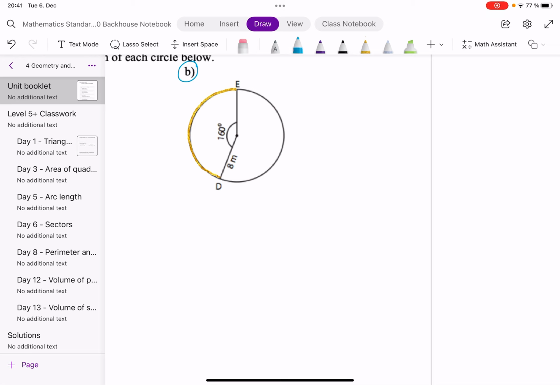Okay, so if I was finding the circumference of the whole circle, I would do 2 times pi times the radius. The radius is 8 meters. So that would be the circumference of the whole circle, but I don't have a whole circle. I have part of a circle. How much of a circle do I have? It's definitely more than a quarter. It's not as much as half. It's a bit more than a third. I don't think it's an easy, straightforward fraction.